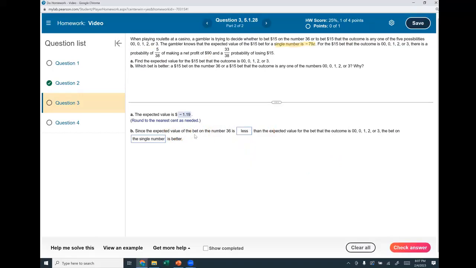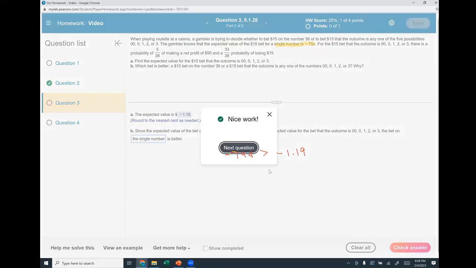Since the expected value of the bet on the number 36, so that's negative 79 cents, which is bigger, sorry. So negative 79 cents is greater than negative 1.19. It's better to bet on the single number. Check answer. There we go.